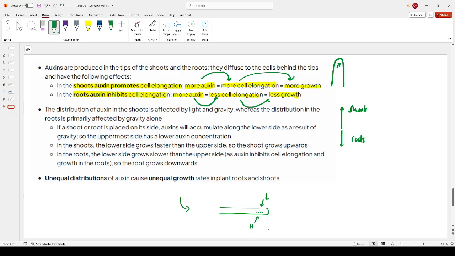In the shoots, the lower side grows faster. I think there's a better diagram coming up, which I'll show you in a second, but let's try and turn this into a diagram. So if this is a shoot, the lower side grows faster, so there's a lot of growth. If there's a lot of growth here, what will happen to this thing? It will start to curl this way. Do you get it?